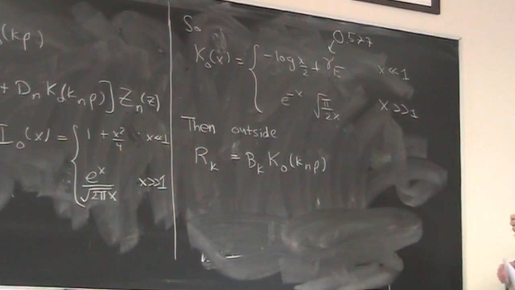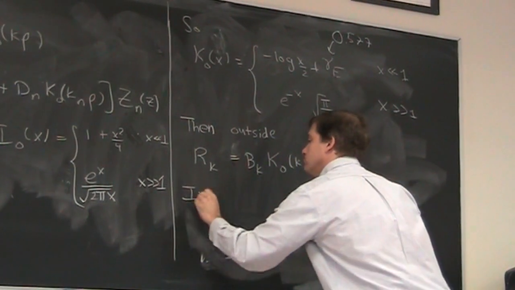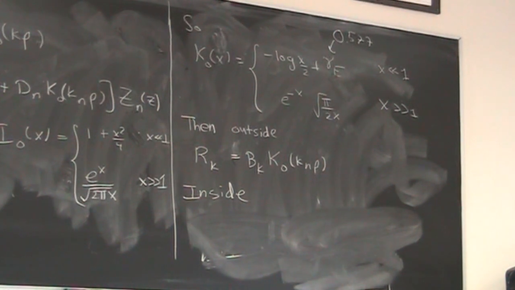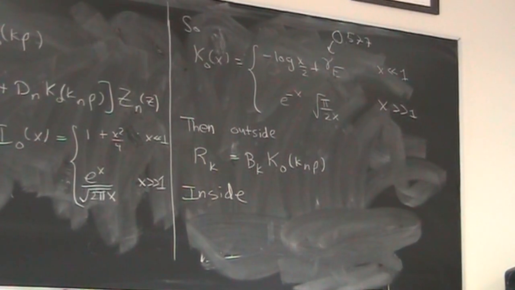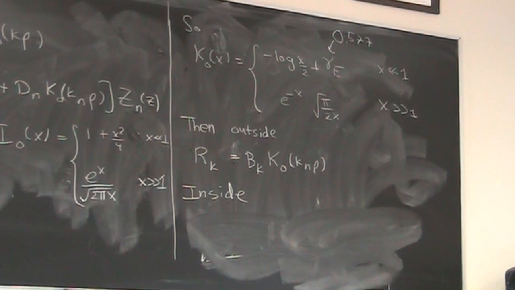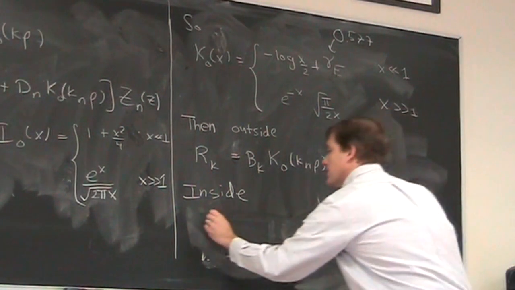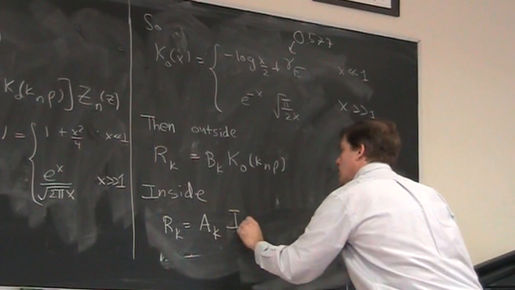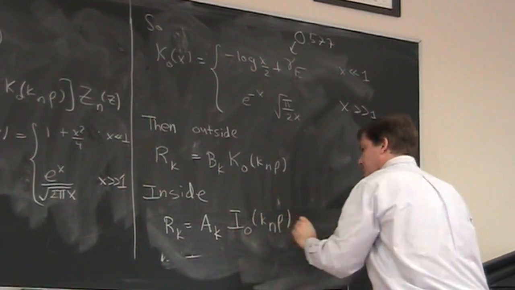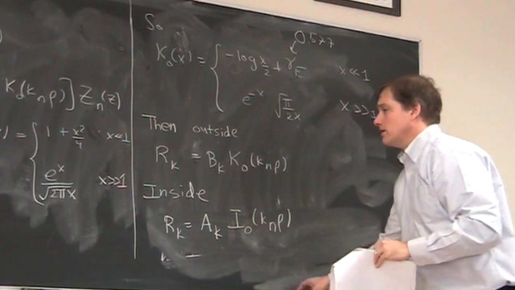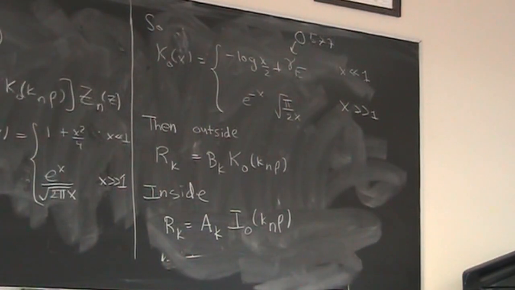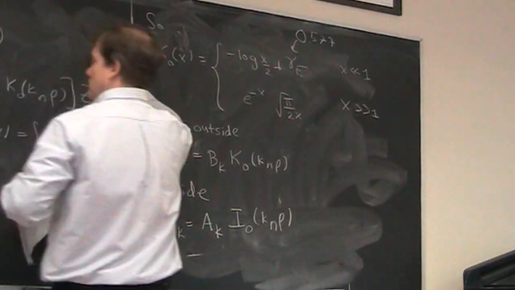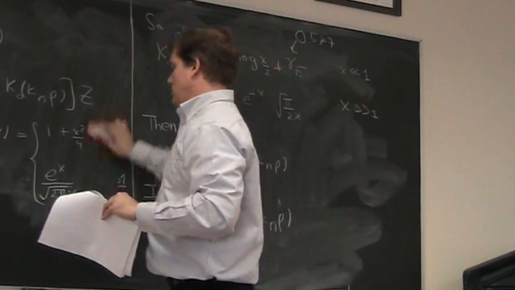And inside the cylinder, of course, we only want the solution which is regular, not irregular. The Bessel K0 blows up, so we don't want that. So R of k inside takes the form A of k times I0 of k rho. And we can now go ahead and use our jump conditions to relate the interior and the exterior solutions. So let me put this here.